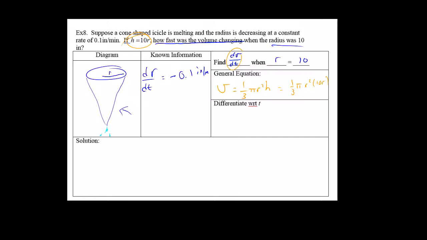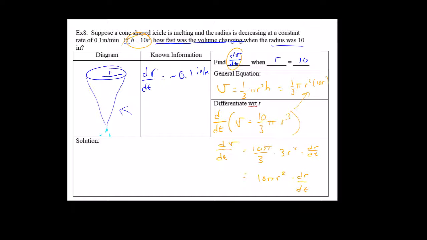So now we have to differentiate with respect to time. We're taking the derivative with respect to time of our V, which is equal to 1/3 pi, or I guess it's 10/3 pi r cubed. All I did was simplify that right there. So we take the derivative, we get dV/dt is equal to 10 pi thirds times 3r squared times dr/dt. So we change this around, we got 10 pi r squared times dr/dt.